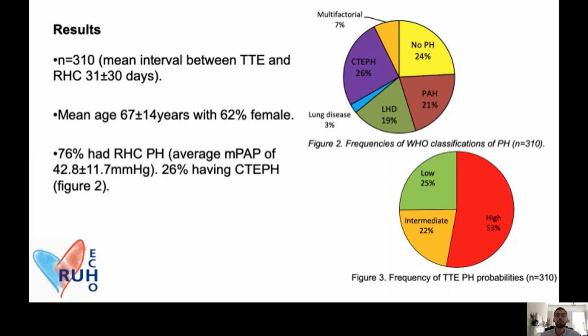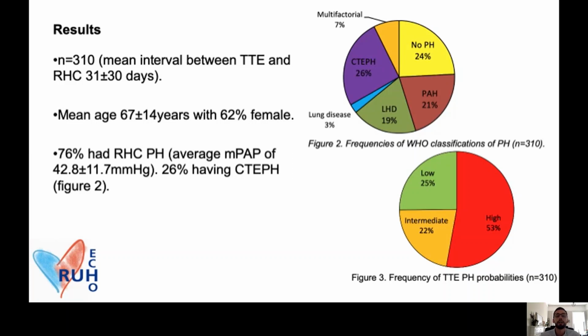The results showed that the mean interval between TTE and right heart catheter in the sample was 31 plus minus 30 days. 76% were found to have right heart catheter PH with an average mean pulmonary artery pressure of 42.8 plus minus 11.7 millimeters of mercury, with the most frequent underlying etiology being chronic thromboembolic PH, or CTEPH.